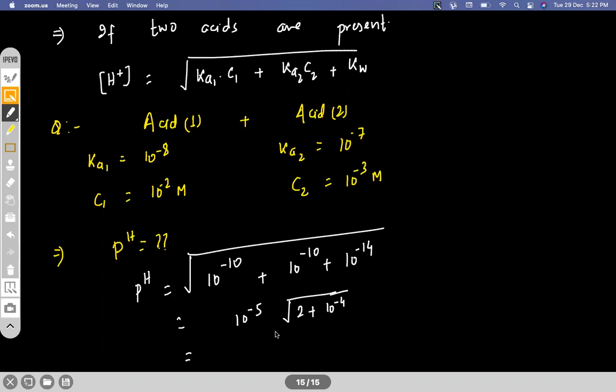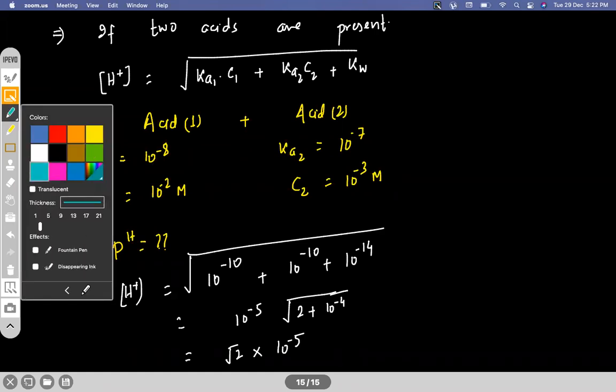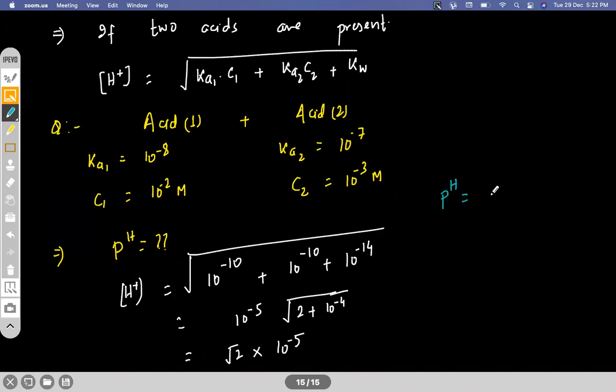It is the concentration of H plus, my bad. Yes, it is H plus concentration, so it is root 2 into 10 to the power minus 5. So pH would be minus log of H plus, root 2 into 10 to the minus 5. So 5 minus log of root 2, which is half of log 2. Log 2 is 0.30, so 0.15. So 5 minus 0.15, it is 4.85, the answer.